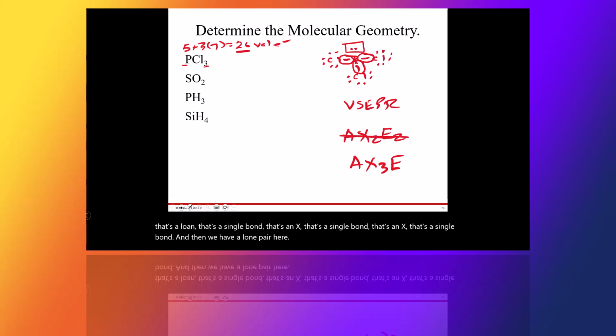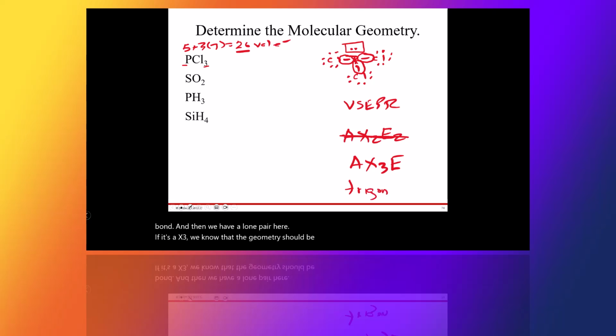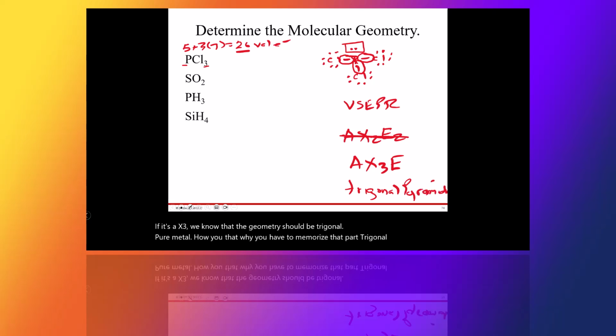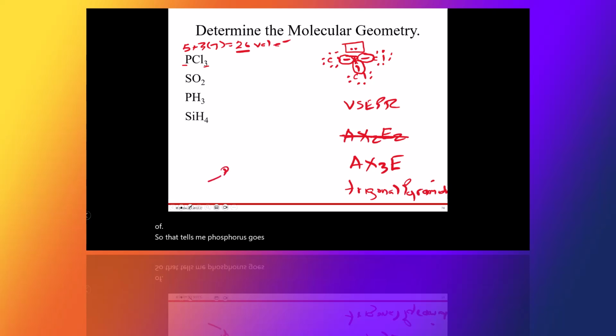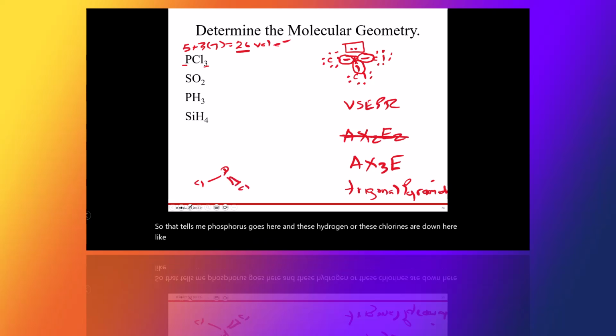If it's AX3E, we know that the geometry should be trigonal pyramidal. And you go, how do you know that? Well, you have to memorize that part. Trigonal pyramidal. I ran out of room there. So phosphorus goes here, and these chlorines are down here like this. One's coming out of the board, one's going back behind the board on a dash line, and the lone pair is right there. Trigonal pyramidal. That's what you have to be able to do.